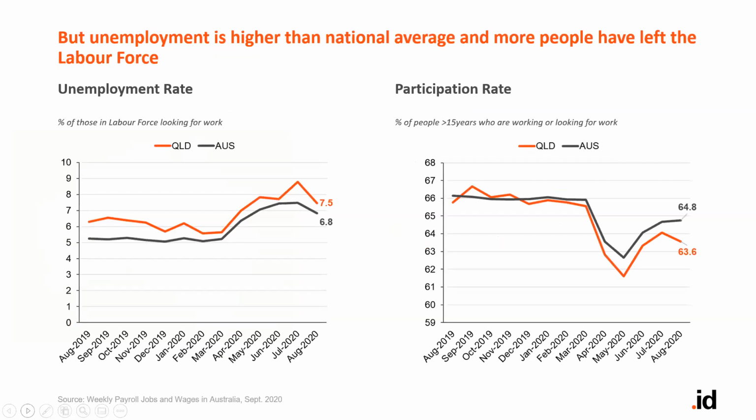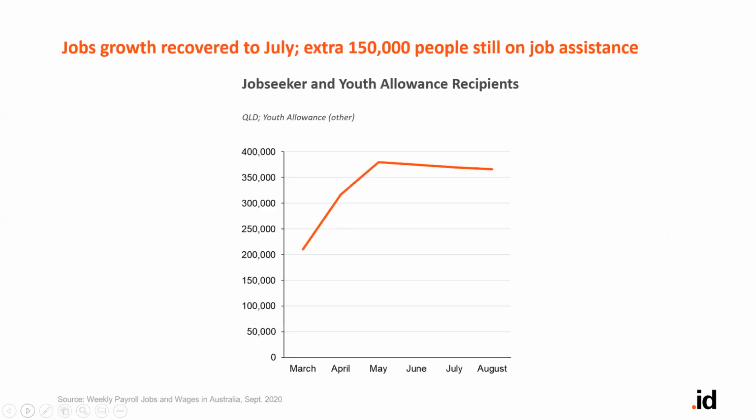But unemployment is higher than the national average and more people have left the labour force. Now, unemployment has been higher in Queensland for a number of years, and our participation rate tends to be a little bit less. And you'll know during a recession, your participation rate normally falls again as people tend to leave the labour market and not return. So we've had some jobs growth recovery to July, but we still have an extra 150,000 people on job assistance. So that's unemployment benefits or youth allowance.